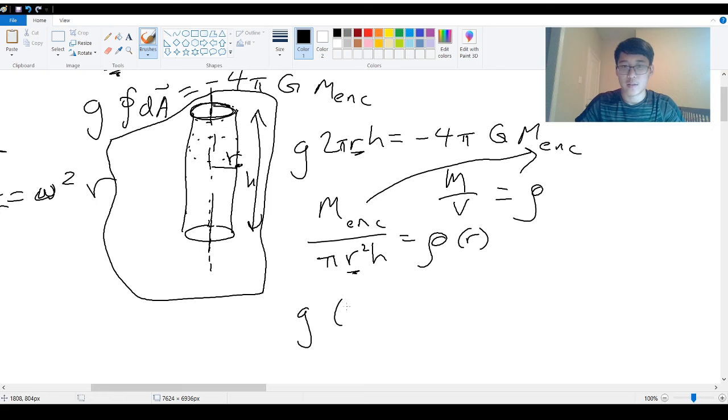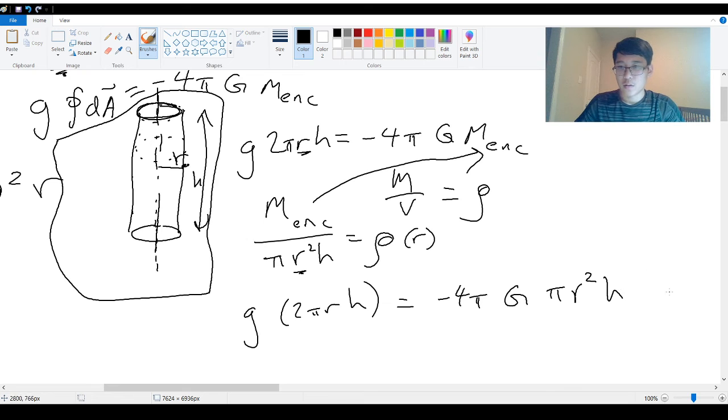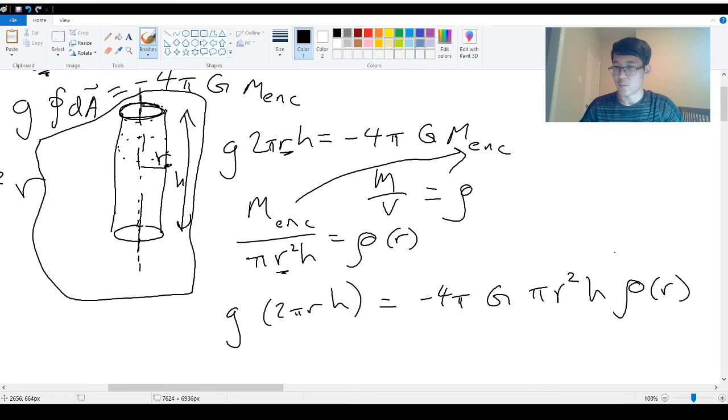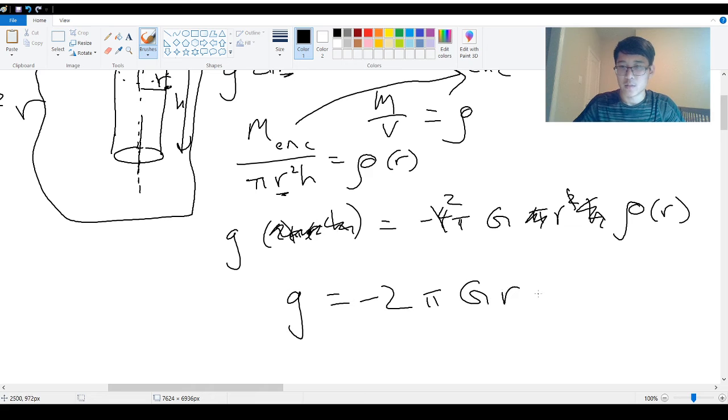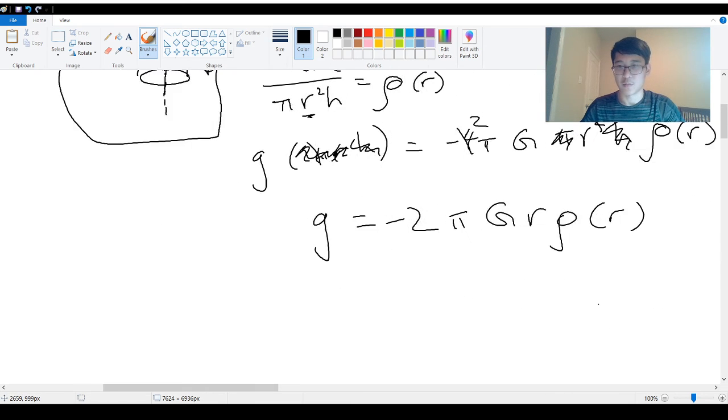So then you get g times 2 pi r h is equal to negative 4 pi big G times pi r squared h times this density, which may or may not depend on r. We don't know. So we can simplify some terms here. We can get rid of this r squared term, this h term, and this pi here, and this 2, so we get g is equal to negative 2 pi big G times r times the density, which may or may not depend on r.